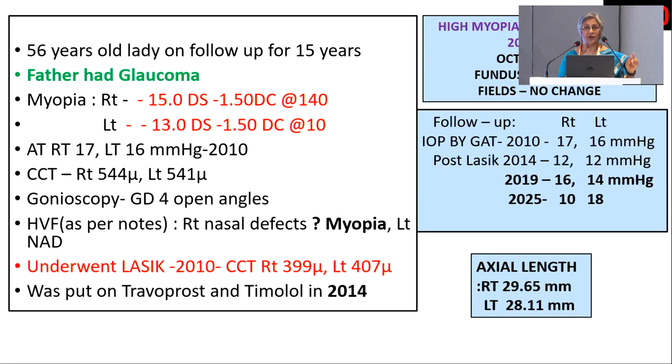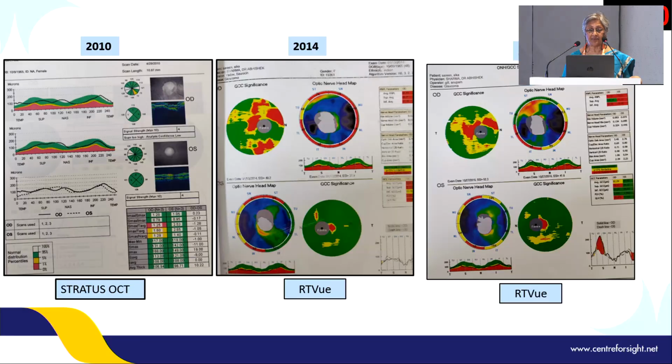Okay, sir. So look at the axial lengths, 29.65 and 28.11 millimeters. Look at the various types of OCTs that have come with the patient: 2010, Stratus; 2014, RTVue; 2016, RTVue. But everywhere it is telling us that the right eye is the damaged eye, and then subsequently the left eye is also showing damage.